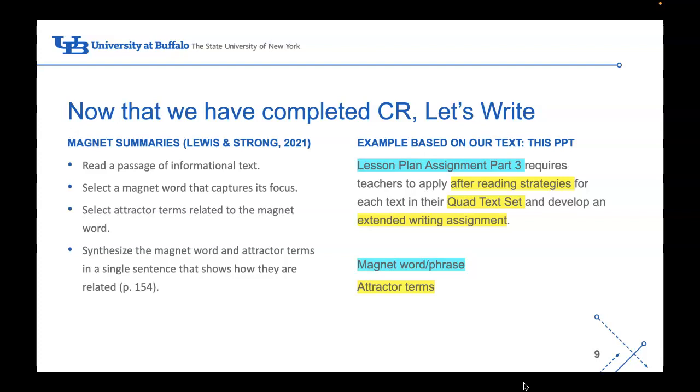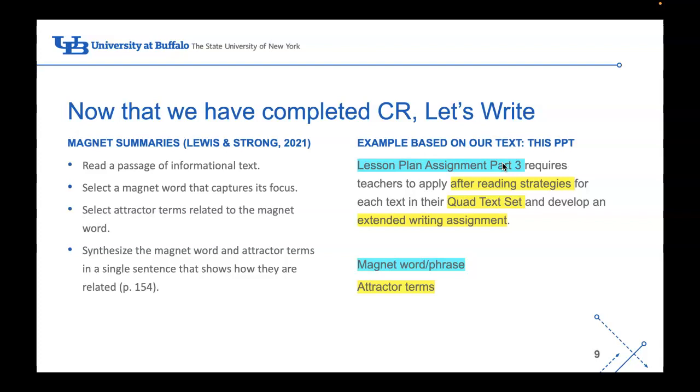So for my example here, I have lesson plan assignment part 3 requires teachers to apply after reading strategies for each text in their quad text set and develop an extended writing assignment. So the magnet word or phrase is lesson plan assignment part 3. I think it's hopefully clear that that would be the magnet phrase because the focus of this text, which is this PowerPoint, is on lesson plan assignment part 3.